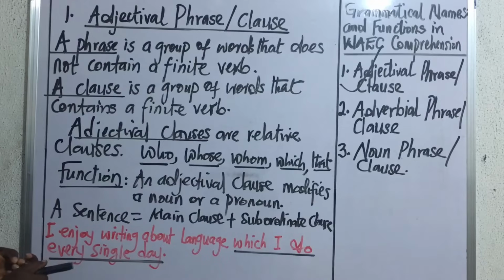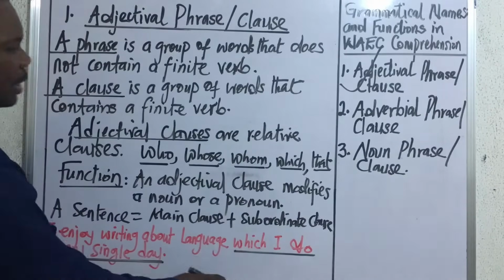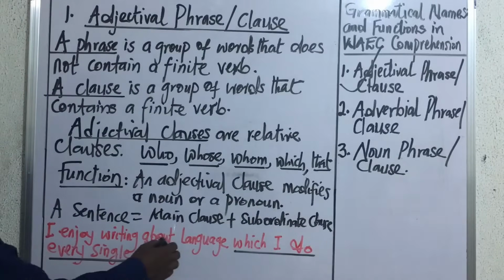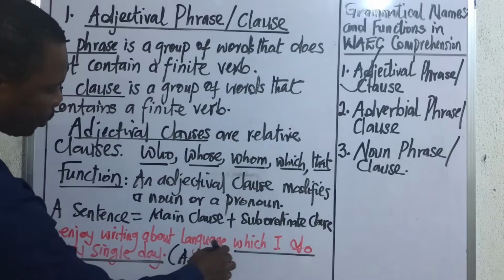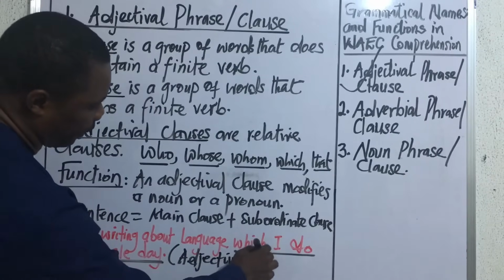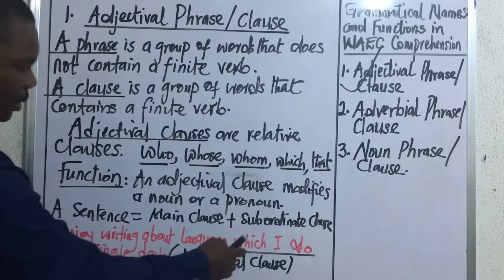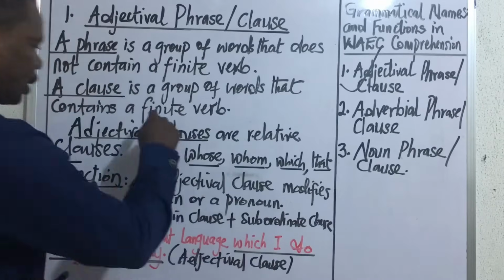Okay? It starts with the word which. And any clause that starts with which is an adjective. So automatically we are going to say that this is what? An adjectival clause. This is an adjectival clause because it has a verb and it starts with what? Which. And any clause that starts with which is an adjectival clause.